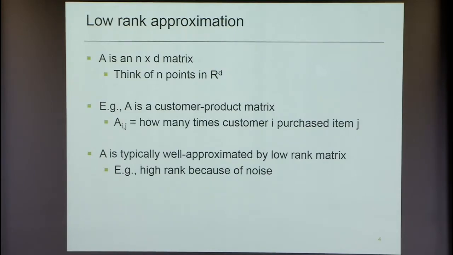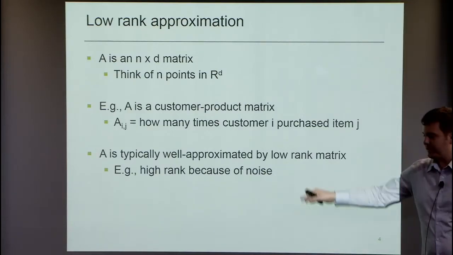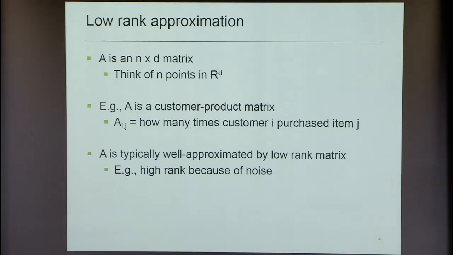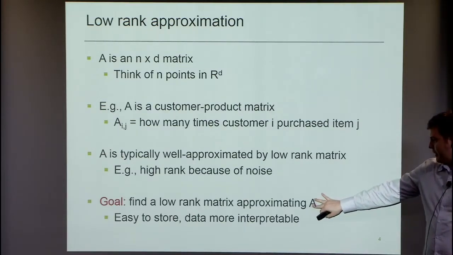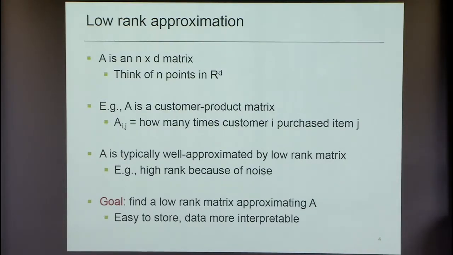In many cases, A is well approximated by a low-rank matrix. Okay, so it might only be high rank because of noise that was added to the system. And so the goal is to find a low-rank matrix approximating A. It's easy to store a low-rank matrix in factored form. It can make your data more interpretable, etc.